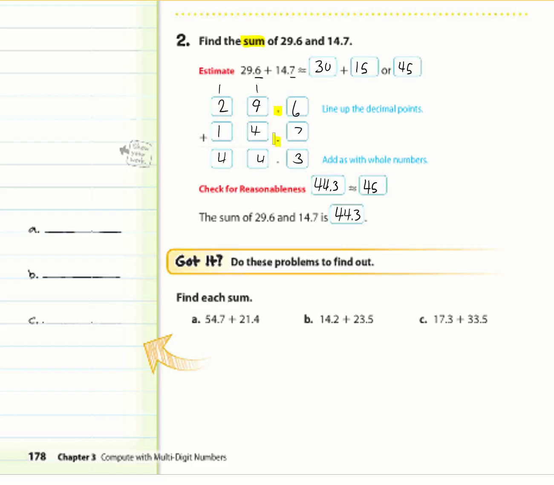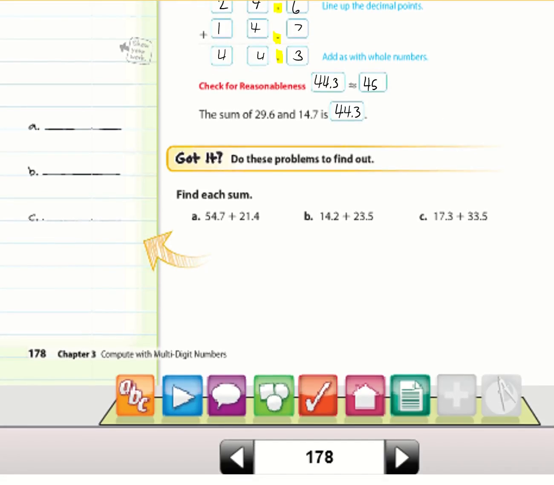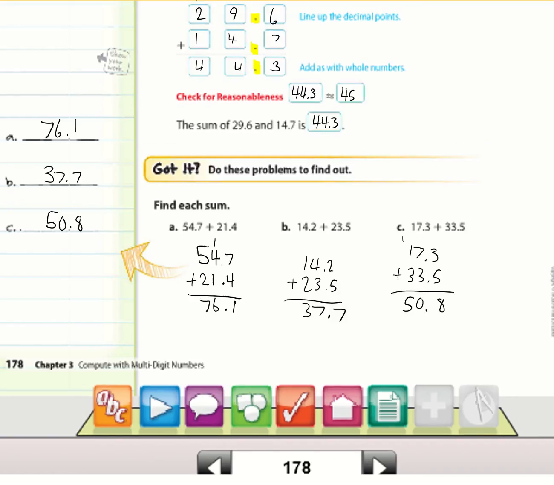Just a reminder, make sure we have these decimals lined up and we have all of our place values lined up. So we're going to try the Got It, and this is the time it's going to be your turn. So go ahead and pause the video and try A, B, and C. So these are your answers, and this is all the work. Your answers should look like mine. Just remember, it's very important that we line up all of our decimals like shown, and all of our place values are also lined up with each other.